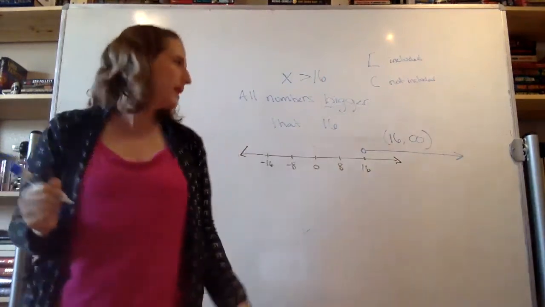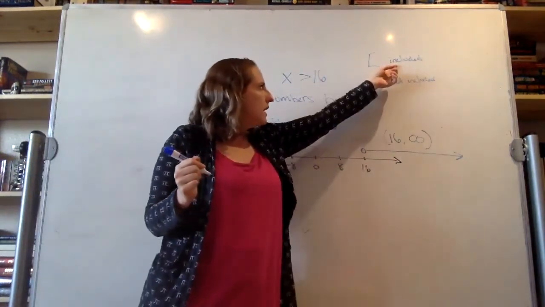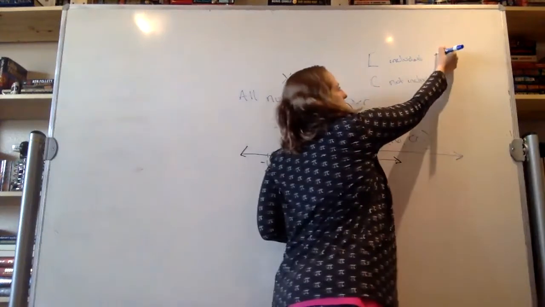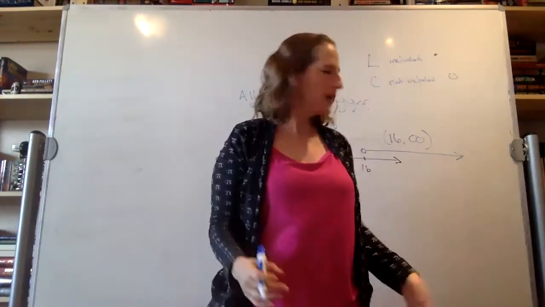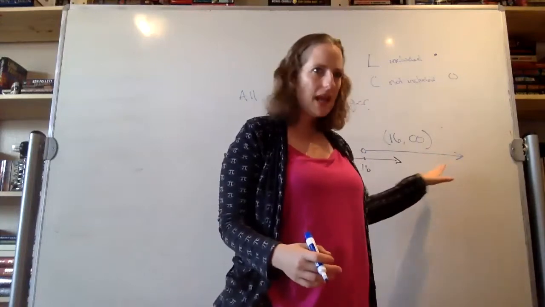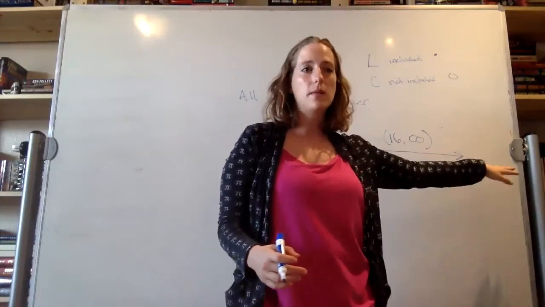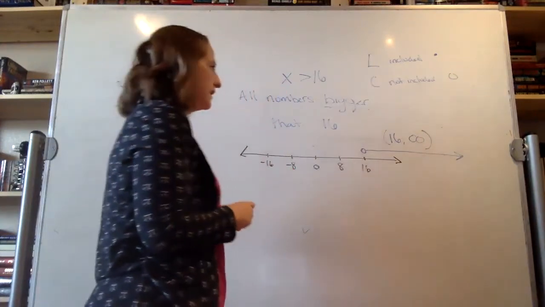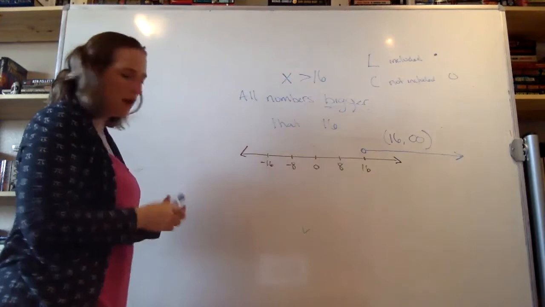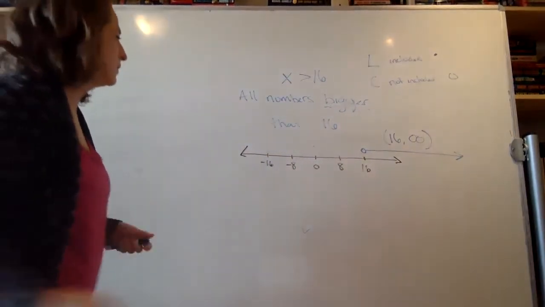Why? Well, because included, a bracket, a solid circle, means that I can actually get there. I can actually get there and stand on that number. I can never actually get to infinity. It's an abstract concept. I keep walking along my number line forever. So we're always going to use parentheses to indicate infinity. Okay? All right, let's try one more example with infinity.